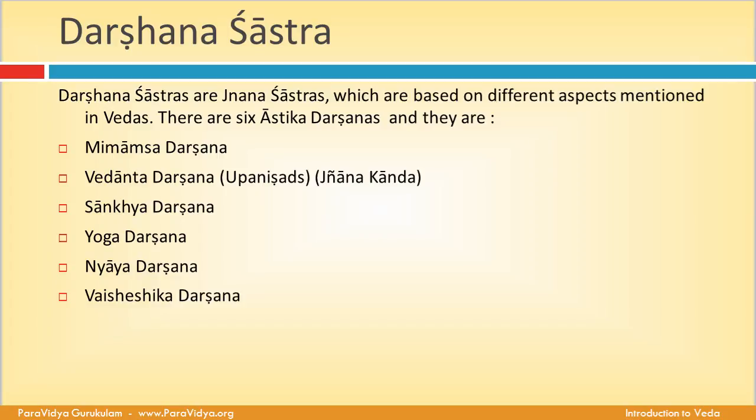Darshana Shastra. Darshana Shastras are Jnana Shastras, which are based on different aspects mentioned in Veda. There are 6 Astika Darshanas, and they are Mimamsa Darshana, Vedānta Darshana, Sankhya Darshana, Yoga Darshana, Nyaya Darshana, Vaisheshika Darshana.